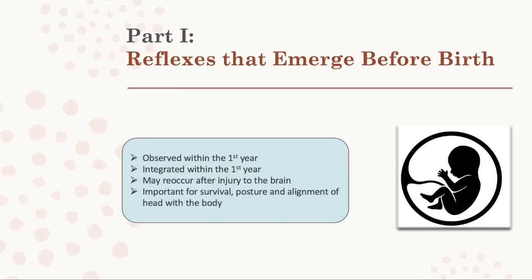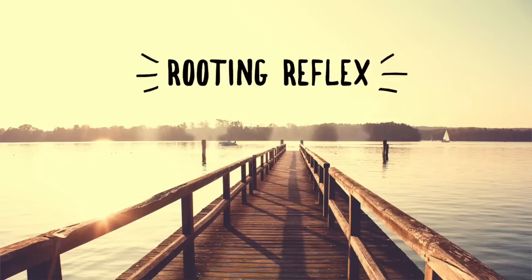So part 1, reflexes that emerge before birth. These are observed and integrated within the first year, although they may reoccur after injury to the brain, and they're important for survival, posture, as well as alignment of our head with the body.